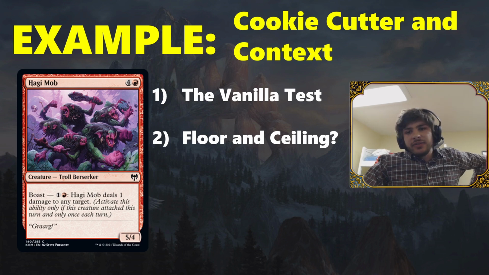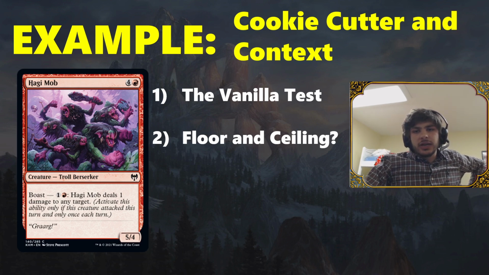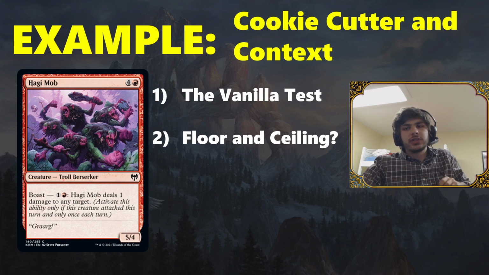And the ceiling is a 5 mana 5/4 that's killing your opponent's creatures when it attacks, or maybe a 5 mana 6/4 because you're dealing damage to the opponent. So the ceiling isn't that much different from the floor, though if your opponent has a lot of 1 toughness creatures, it gets a lot better.